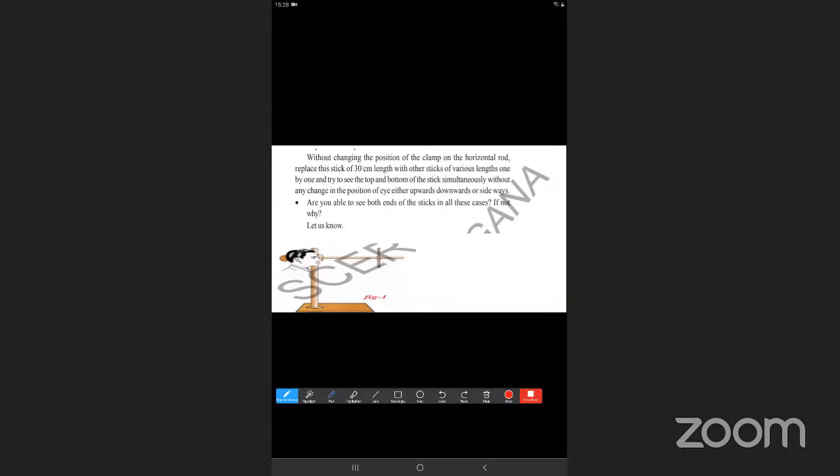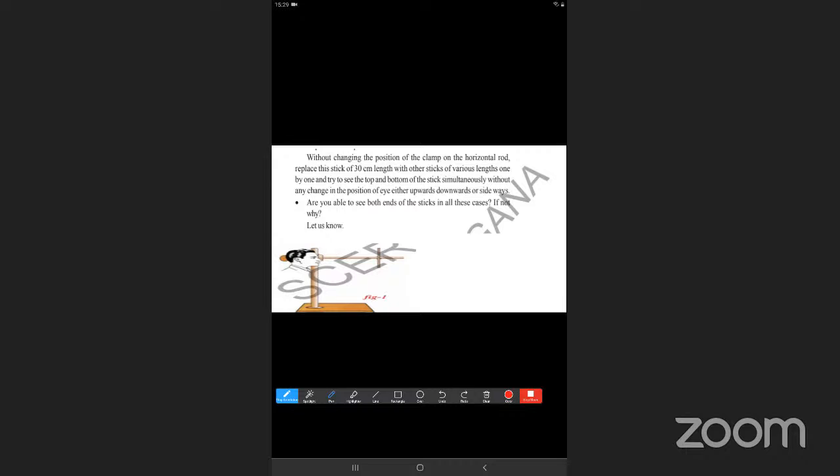So here, without changing the position of the clamp on the horizontal rod, replace the stick of 30 centimeter length with other sticks of various lengths one by one and try to see the top and bottom of the stick simultaneously without any change in the position of the eye, either upwards, downwards or sideways. So here we have taken 20 centimeter length stick, 30, 40, 50, right? So we completed the 30 centimeter length stick. Now we have to do this activity using the 20 centimeter, 40 centimeter and 50 centimeter sticks.